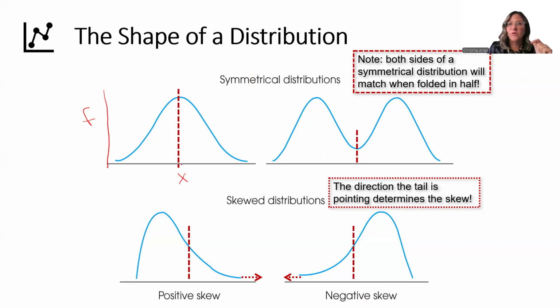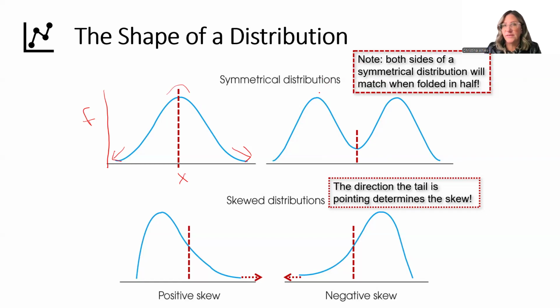It's a symmetrical distribution if the data peaks in the middle with tails on both sides. That's called a unimodal symmetrical distribution. It could also be called a bell-shaped curve or a normal distribution, but it's a symmetrical distribution. You could fold that in half and they would be a reflection of each other.